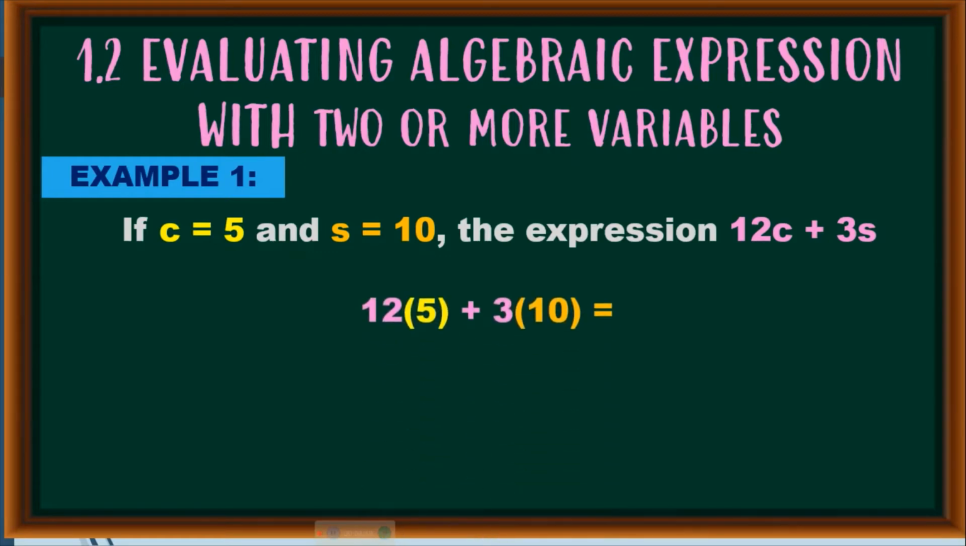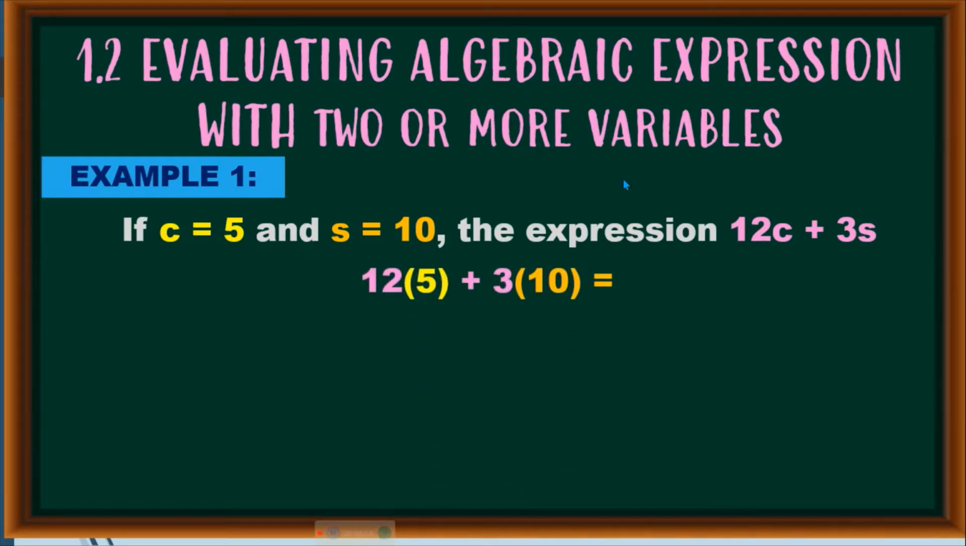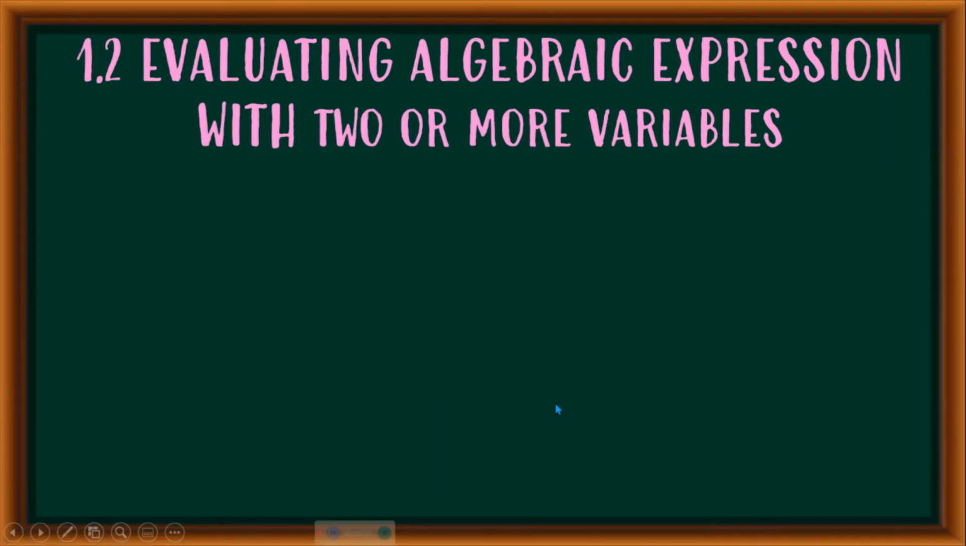3S. So, first is we will substitute the value of the variable. So, yung C, substitute natin yung 5. Tapos yung S, substitute natin yung 10. So, tandaan nyo, kapag magkadikit, that is multiplication. So, 12 times 5 plus 3 times 10. So, 12 times 5, that is 60. And then 3 times 10 is 30. So, 60 plus 30 is equal to 90. Next example.